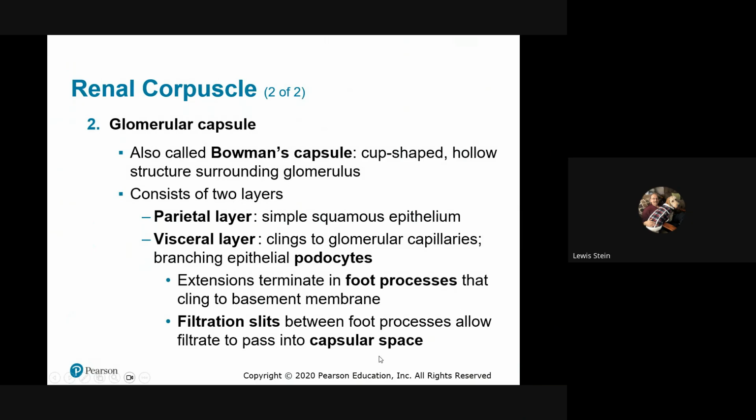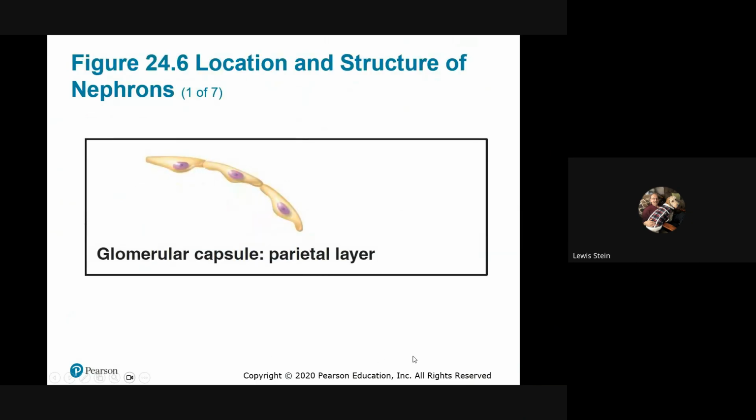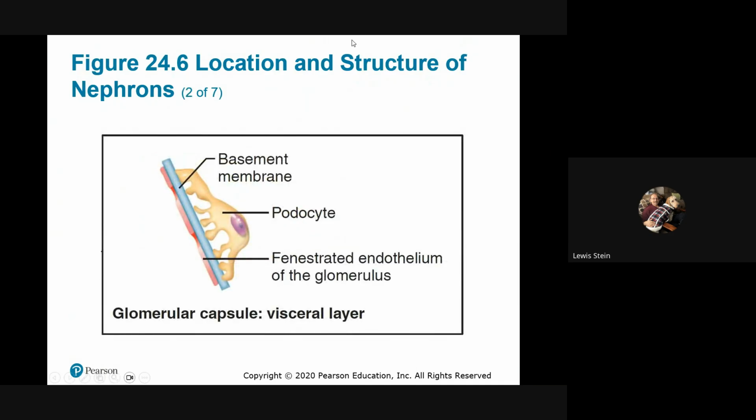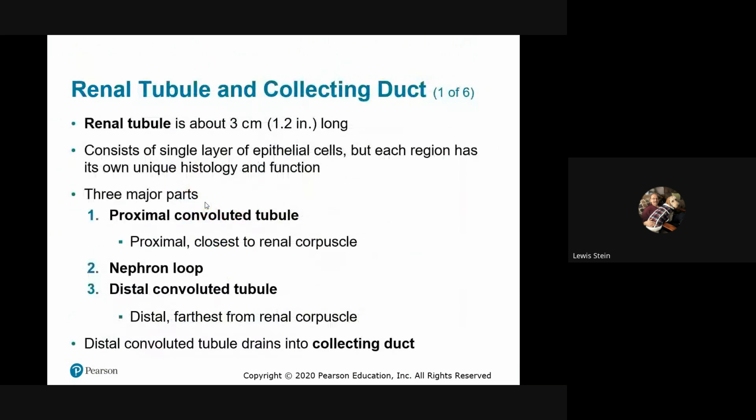And so it allows filtrate to pass into the capsular space. So they show you just some of these illustrations. This is what I mean. These are little openings. These slits are controllable. The little holes, the fenestrations, are here in the lining cell of the capillaries. These slits play a role in allowing a lot of fluid or a little fluid to come out. And then it enters the tubule structures, which are anatomically very famous. They're only about 1.5 inches long, less. Single layer of cells, but each region has its own unique histology, appearance, and function.